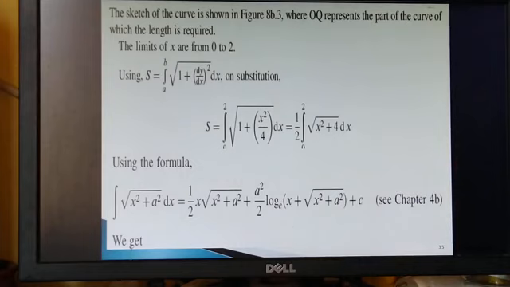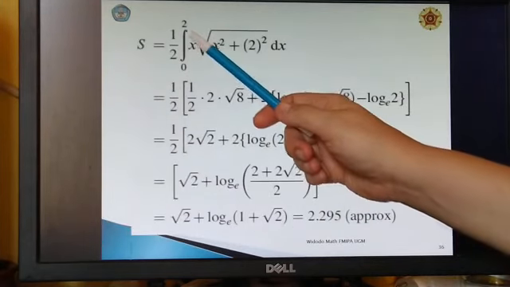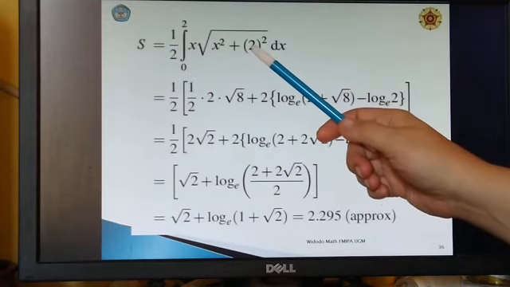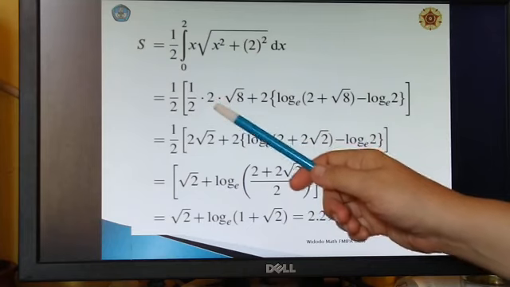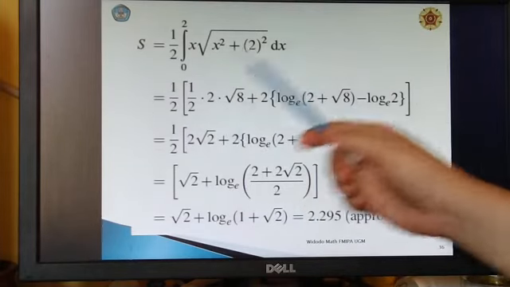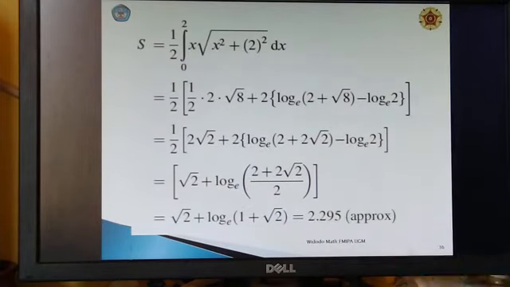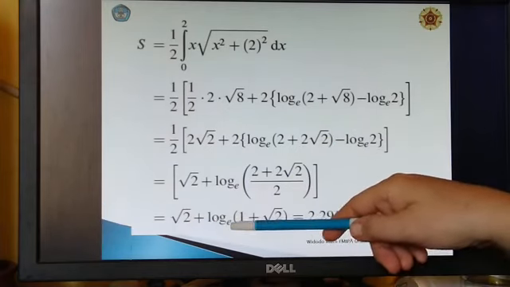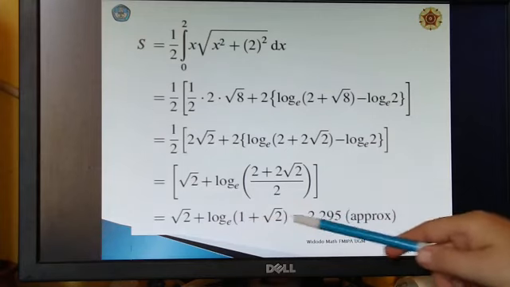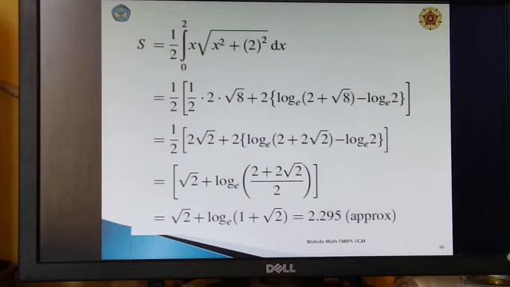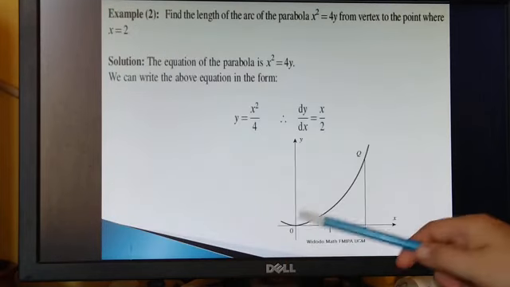So what is the s in the next page? The s is equal to 1 over 2 times the integral from 0 until 2, with a equal to 2. When we calculate in detail, I don't want to calculate in detail because of the time. We have that it is approximately equal to the square root of 2 plus log of 1 plus the square root of 2, which is nearly 2.295. That is the length. 2.295 is the length of this arc.